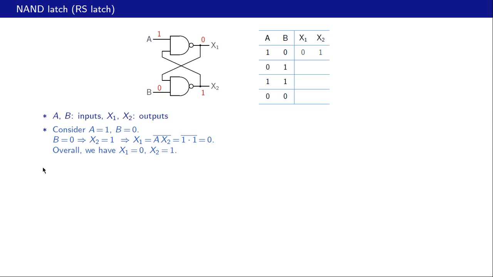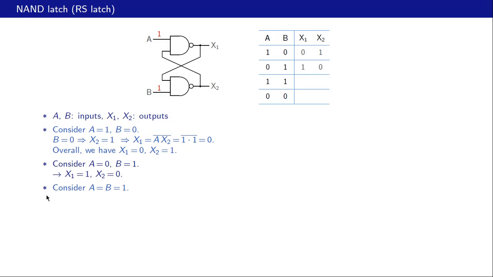Alright, next let us take A equal to 0 and B equal to 1. So this is 0 and this is 1, and by the same logic X1 would now be equal to 1 and X2 would be NAND of 1 and 1, that is 0. So that is the second entry. A equal to 0, B equal to 1, X1 is equal to 1 and X2 is equal to 0.